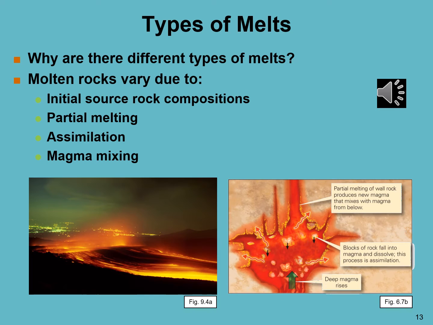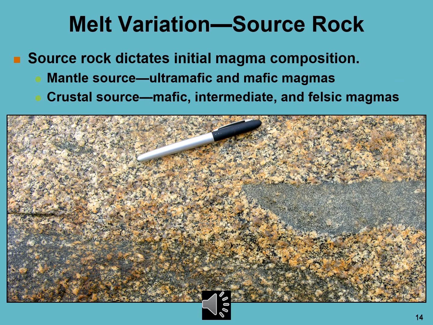Molten rocks vary in composition due to the following factors: source rock composition, partial melting, assimilation, and magma mixing. We will look at each factor in the next 4 slides. The source rock composition represents the composition of the melt.